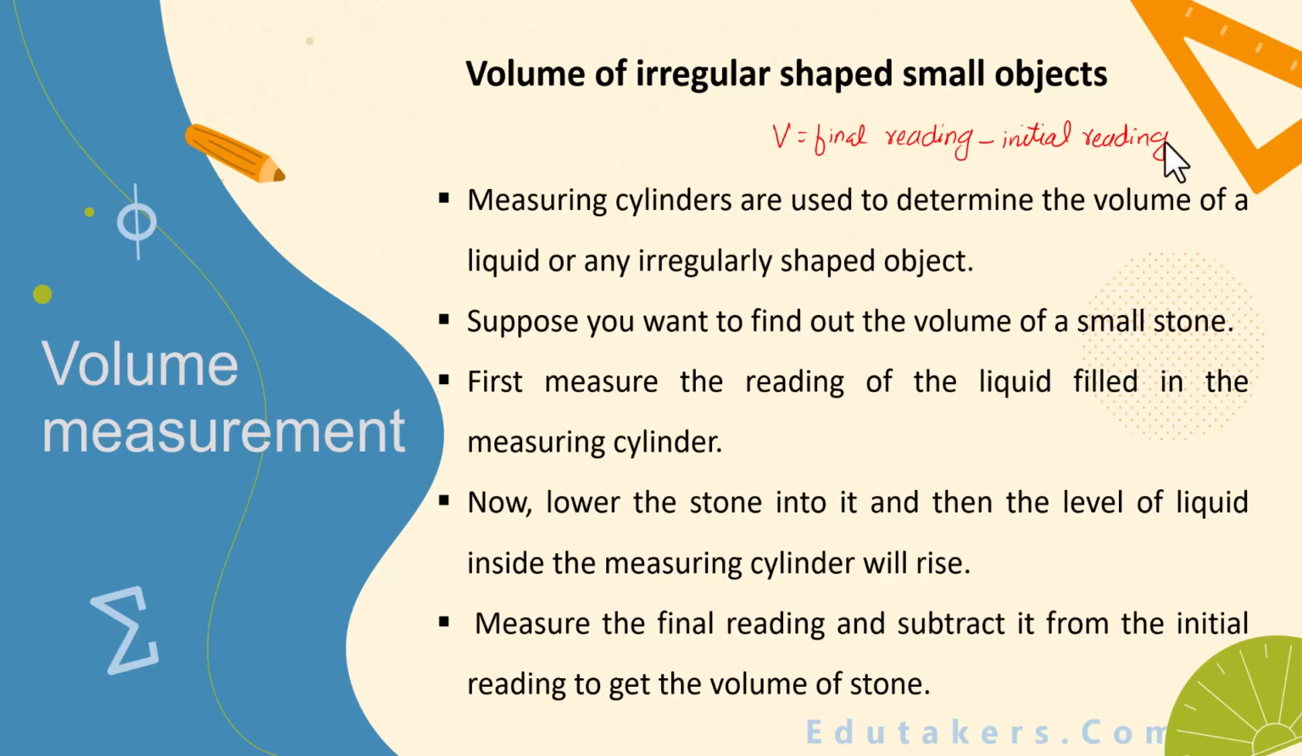In this way, you can find out the volume of an irregular shaped small object. So the steps are given here. Measuring cylinders are used to determine the volume of liquid or any irregular shaped object, just like a stone. Suppose you want to find out the volume of a small stone. First measure the reading of the liquid filled in the measuring cylinder. Now lower the stone into it and the level of the liquid inside the measuring cylinder will rise up. Measure the final reading and subtract the initial reading from it to get the volume of the stone.